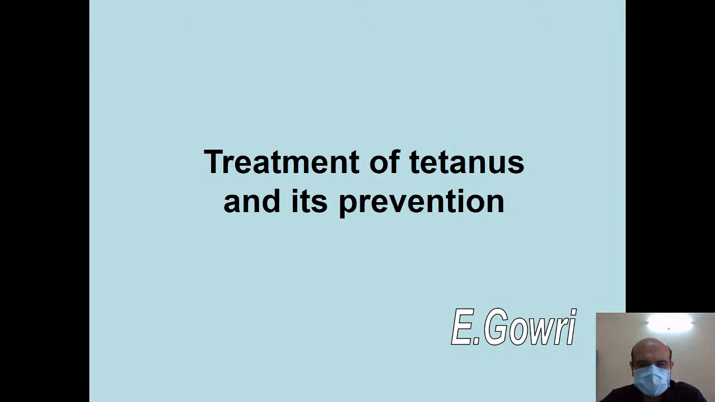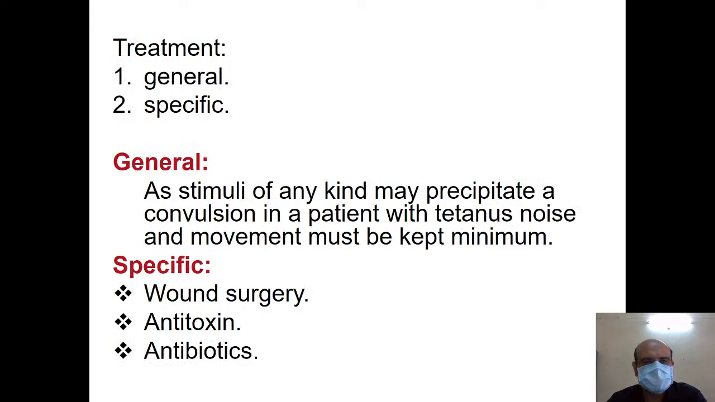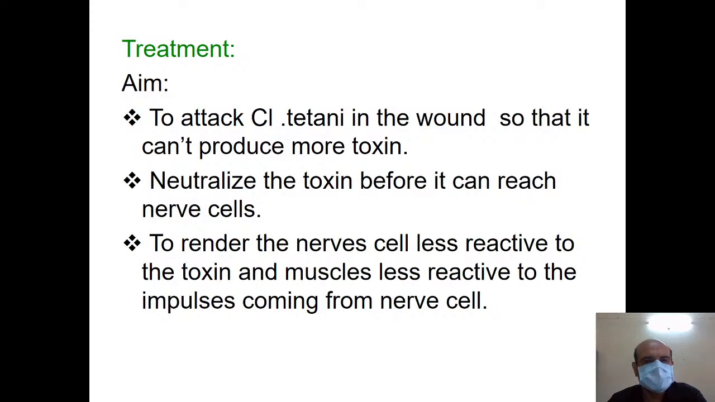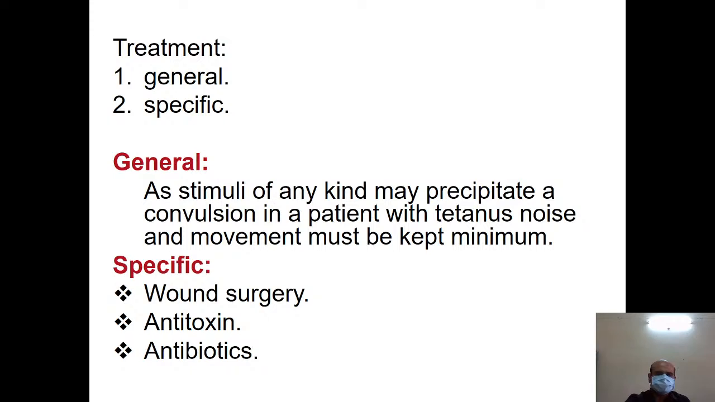Okay, treatment of tetanus. The aim of treatment and prevention is to attack Clostridium tetani in the wound so that it can't produce more toxin, neutralize the toxin before it can reach nerve cells, and render the nerve cell less reactive to toxin and muscle less reactive to the impulses coming from nerve cells.